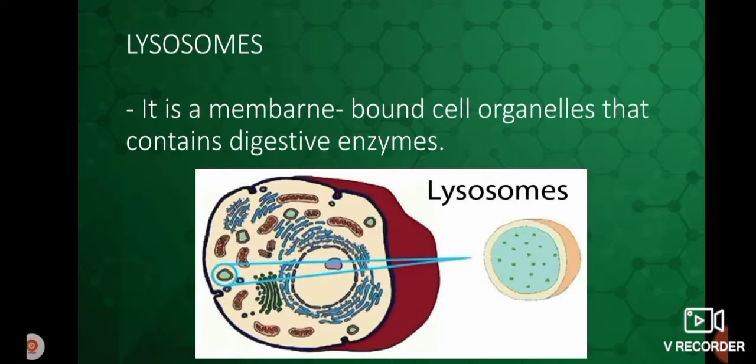The next one is the lysosomes. It is a membrane-bound cell organelle that contains digestive enzymes. When we talk about the lysosome, it digests and gets rid of unwanted substances, like how garbage cans get rid of substances. They may be used to destroy invading viruses and bacteria.